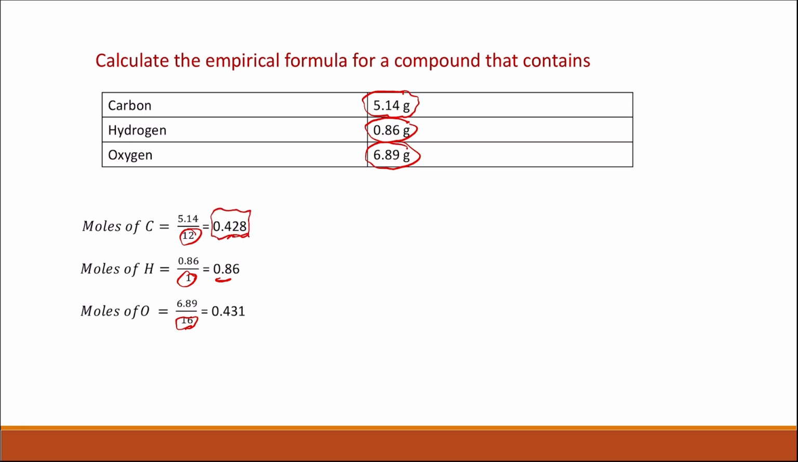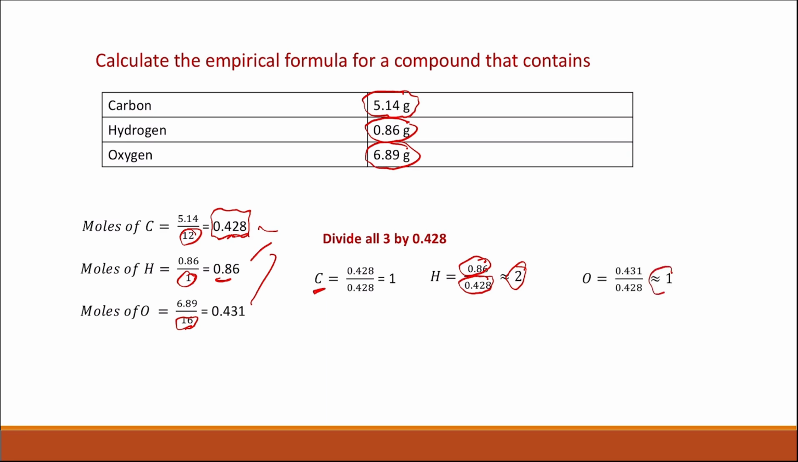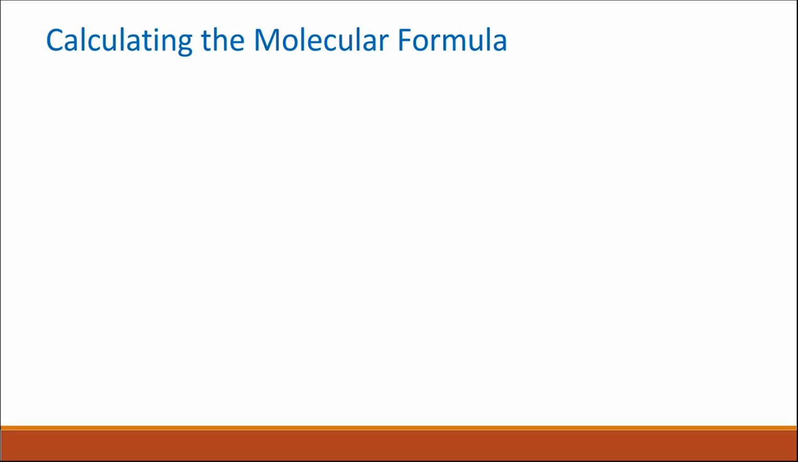Now, the smallest number of moles is the one for carbon, which is 0.428. So we have to divide all these three by that value. The carbon ratio here is going to be 1. Hydrogen is going to be almost 2, because when you divide 0.86 over 0.428, it's going to be 2 point something, but it's almost 2. And oxygen also is almost 1. So the ratio now is 1 to 2 to 1. So the empirical formula is C1H2O1.